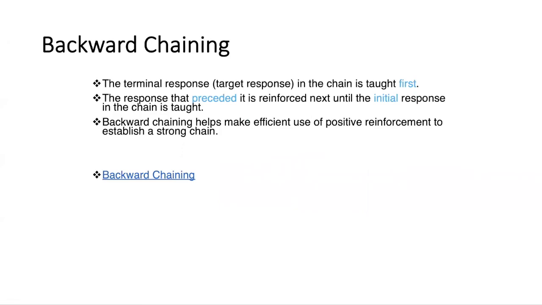There's also backward chaining. It's the terminal response, target response, in the chain that is taught first. The response that preceded is reinforced next until the initial response in the chain is taught. Backward chaining helps make efficient use of positive reinforcement to establish a strong chain. And what I wanted to do is also show a video of an example of backward chaining.